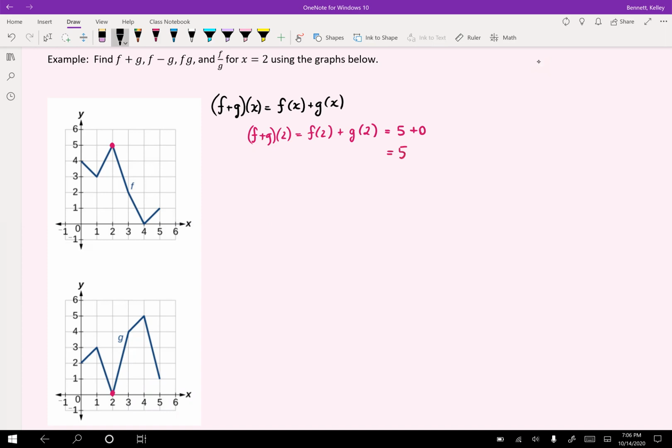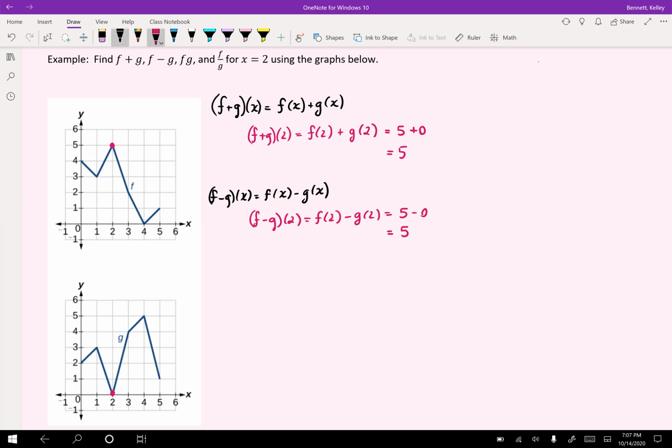Next I'm going to do f minus g of x. Remembering that this is just f of x minus g of x, I'm going to have f minus g of 2 equals f of 2 minus g of 2. So that'll be 5 minus 0, and that also gives me 5.